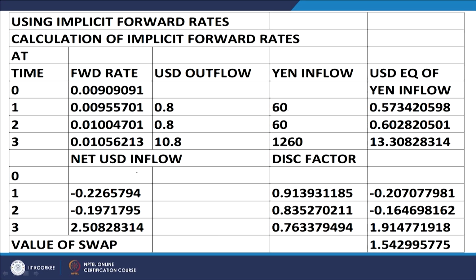So, the difference between this and this gives us the excess of dollar over yen, or vice versa. Negative sign means this minus this: the yen inflow minus the dollar outflow, that is what is here, and this is the discount factor. Now, because this figure is in dollars, we shall use the dollar rate. What is the dollar rate?